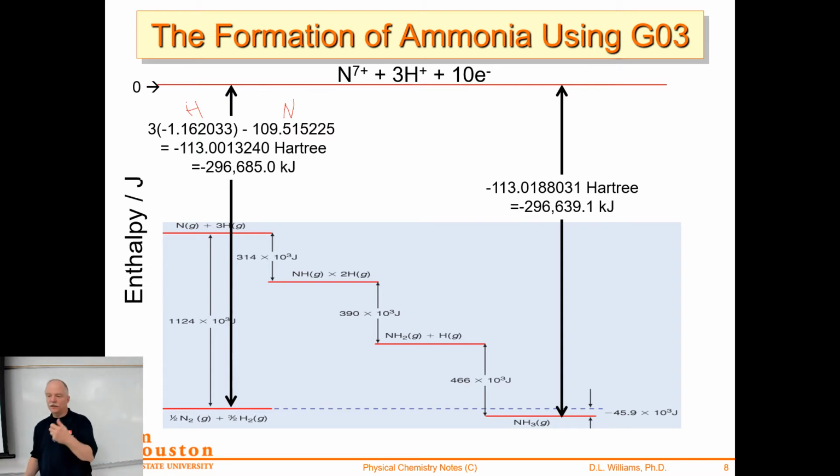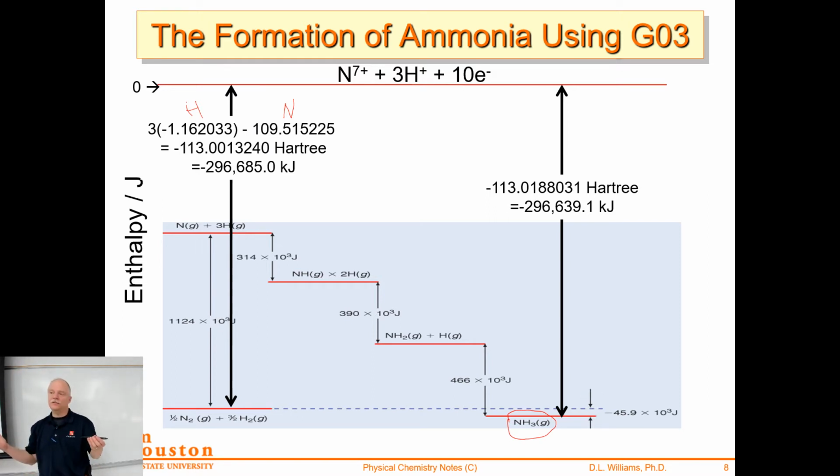And if we bond a hydrogen together, we get 1.16. Multiply that by 3 because of the 3 hydrogens, and we get the 3 hydrogen atoms plus a nitrogen atom. And then over here, we just compute an ammonia molecule. So we put that into Gaussian, build it, calculate it, and it drops down negative 113 Hartrees. Converting those to kilojoules, we have these huge amounts. Negative 296,685, and this is negative 296,639. And so we take the difference in these numbers, products minus reactants, and we get that delta H. Okay.